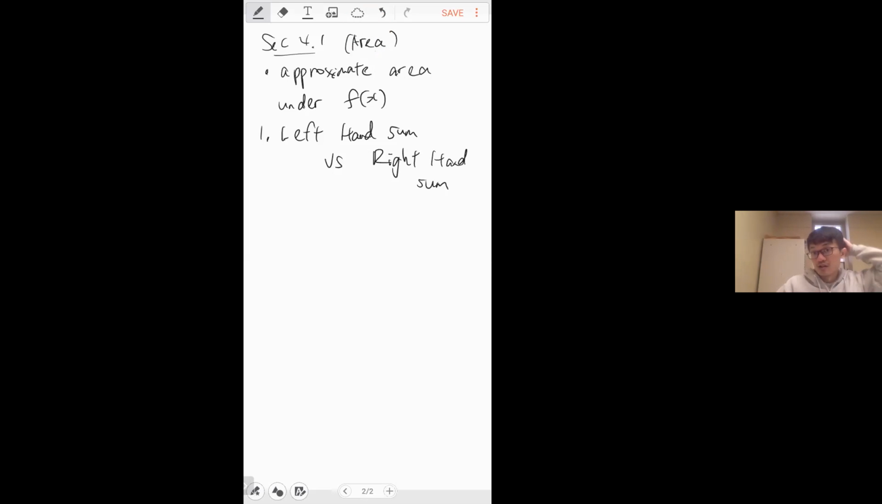The way I did it was I drew out the graph and then found the left endpoints and the right endpoints, computed the width of each rectangle, and then computed either the left-hand sum or the right-hand sum. But you can actually compute it without drawing out the graph. Does anyone remember how to do it?